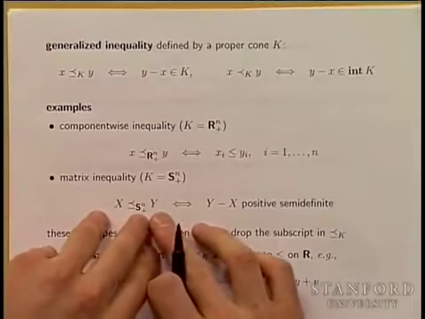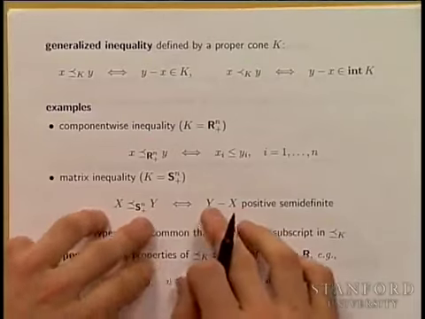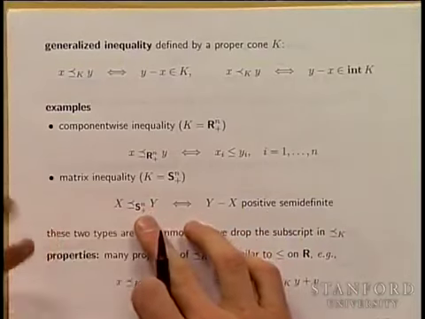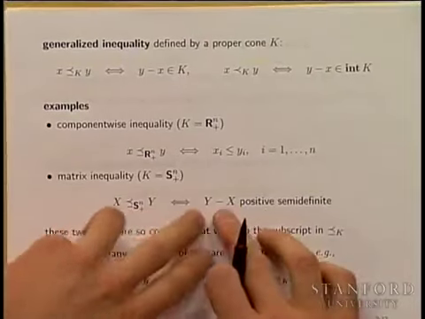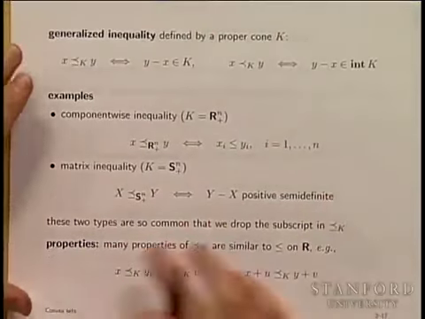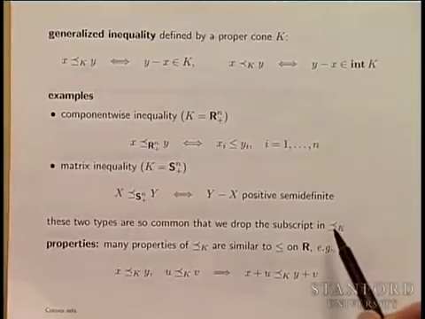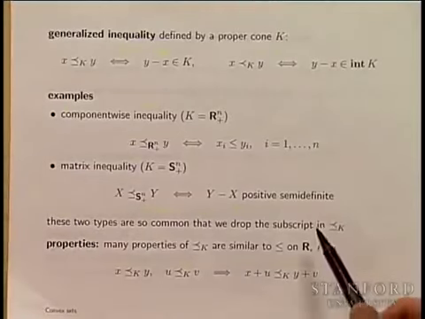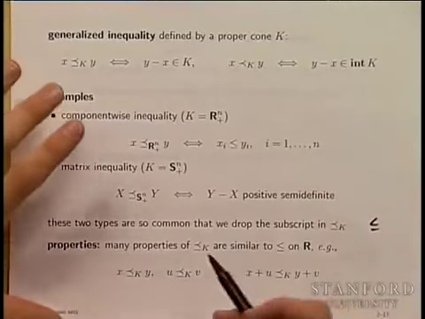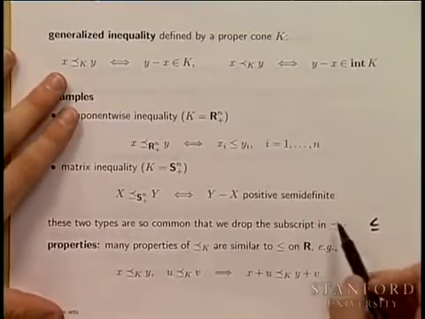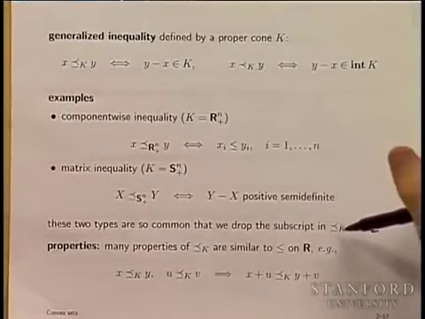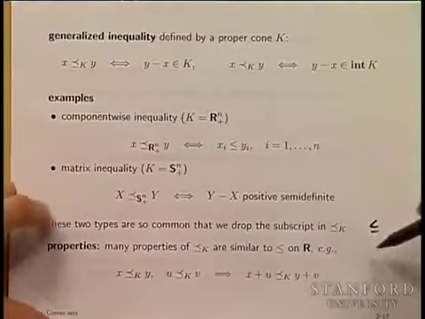We've seen these before, but we never really made it, well, actually, we did make it clear what was going on. X less than y in this PSD cone here means that y minus x is positive semi-definite. So these are so common that we drop the subscript. Not only that, but we often also drop this special symbol and just use an ordinary symbol like this. So for the purposes of clarity, it's a good idea to stick with this. If it's obvious what you're talking about, you can drop the k, and sometimes people will even just use an ordinary symbol.